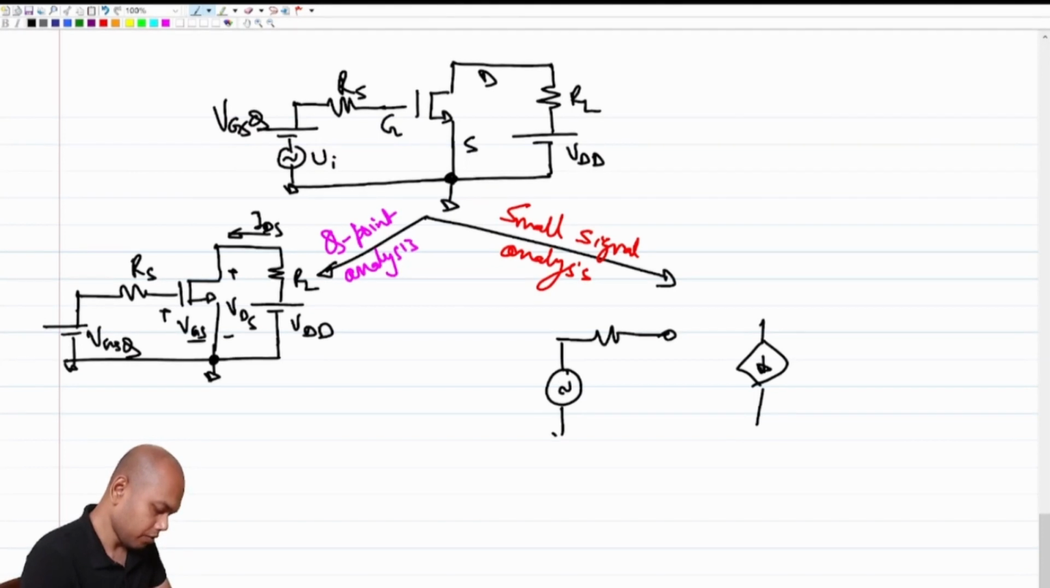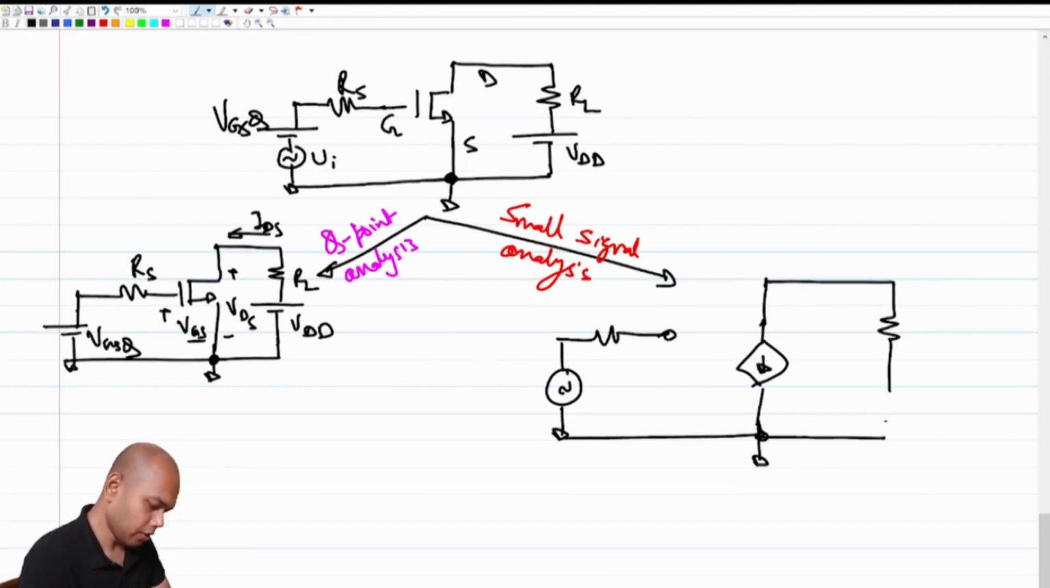We get rid of all the constant sources. And how should we get rid of the constant sources? Since we have a VDD, a voltage source, we can short it. If we had a current source, we would have had to open it, right? So this is RS. So this is GM times this voltage, VG minus VS, or VGS.